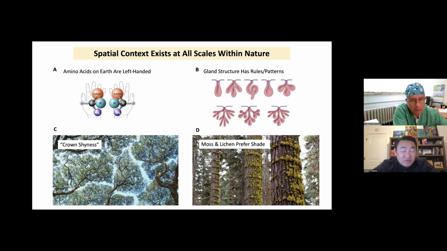And even at the level of ecology in panels C and D, we see evidence of spatial context. In panel C, there's a phenomenon known as crown shyness, that is, certain types of trees make sure not to crowd each other out. So in order to fully understand the growth of one tree, you have to understand the position of its neighbors. And then panel D, moss and lichen like to grow on one side of trees. And it's no longer just the north side as it was previously believed, but now we know that they grow on the side that has the least direct sunlight. They're trying to avoid the most direct sunlight. So even at the level of ecology, there's spatial context.